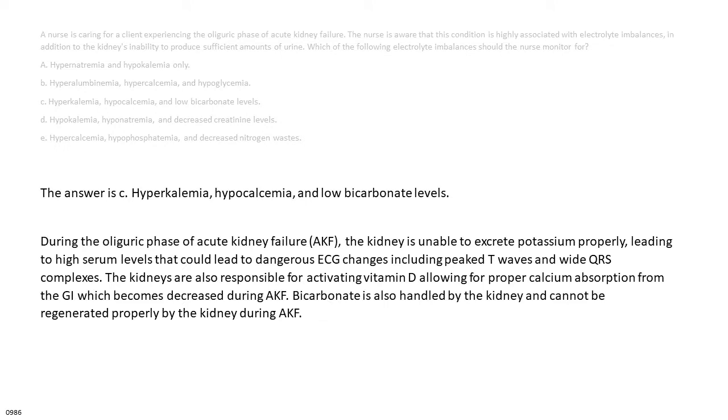The answer is C. Hyperkalemia, hypocalcemia, and low bicarbonate levels. During the oliguric phase of acute kidney failure, AKF, the kidney is unable to excrete potassium properly, leading to high serum levels that could lead to dangerous ECG changes including peaked T waves and wide QRS complexes. The kidneys are also responsible for activating vitamin D, allowing for proper calcium absorption from the GI, which becomes decreased during AKF. Bicarbonate is also handled by the kidney and cannot be regenerated properly by the kidney during AKF.